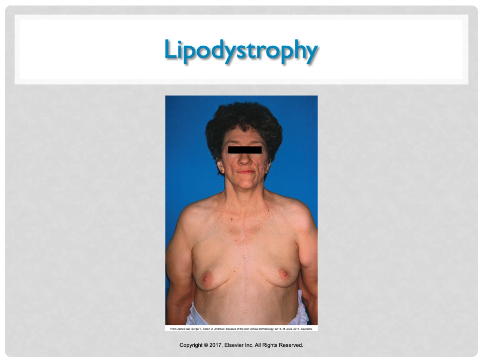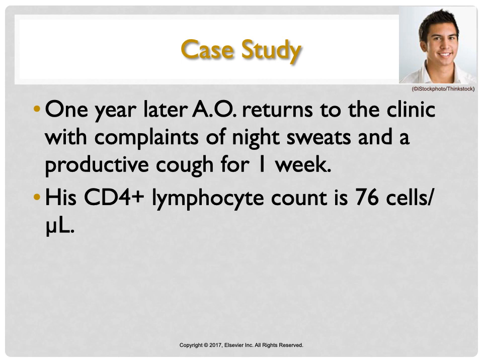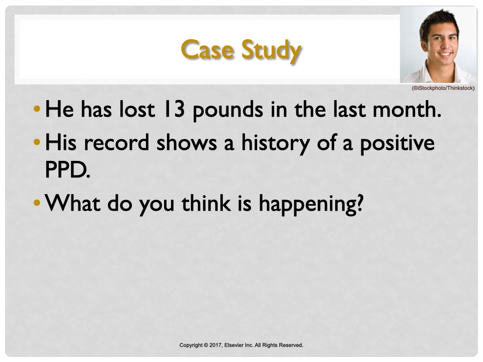So 1 year later, AO returns to the clinic with complaints of night sweats and a productive cough for a week. His CD4 count is 76. He's lost 13 pounds in the last month, and his record shows a history of a positive PPD. So what do you think is happening?